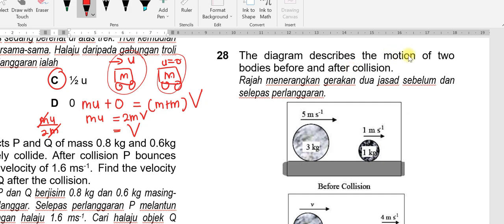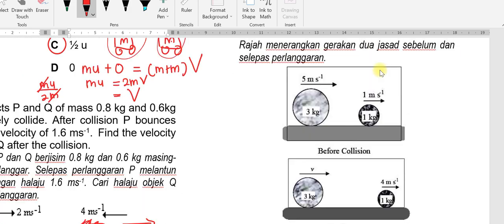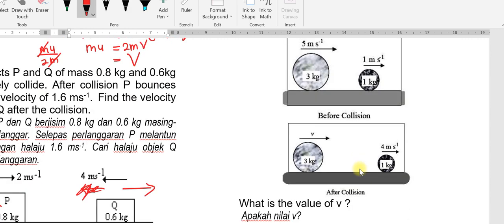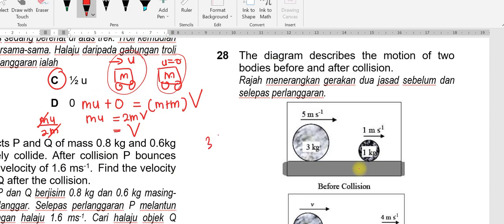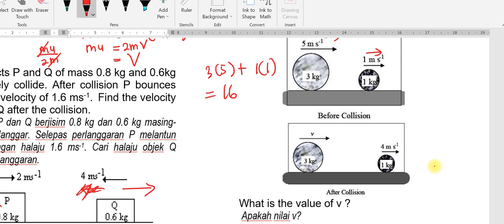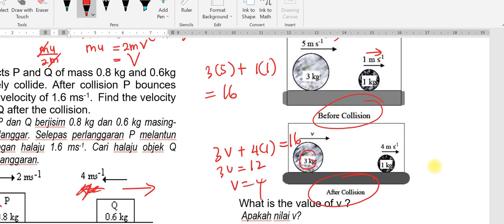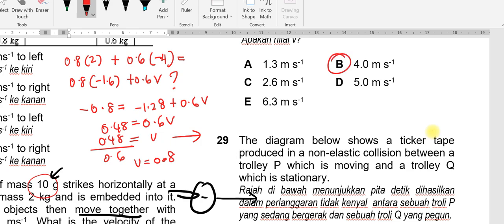The diagram describes the motion of the two bodies before and after collision. What is the value of v? So calculate before collision: 3 times 5 plus 1 times, you don't need to put a negative here because it is on the same side. The total is 15 plus 1, 16. So the same 16 must come after collision too. 3 times v plus 4 times 1 must also be 16, because before collision must be equal to after collision. So 3v is equal to 16 minus 4, 12, so v equals 4. Answer B.